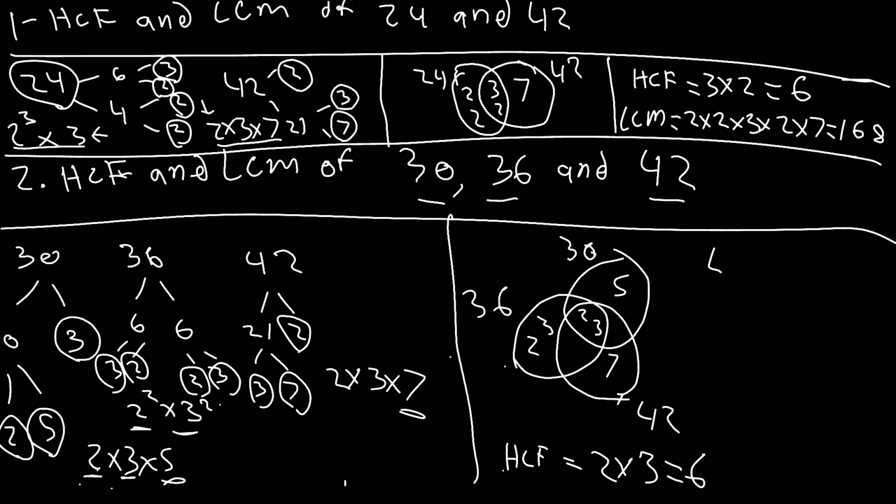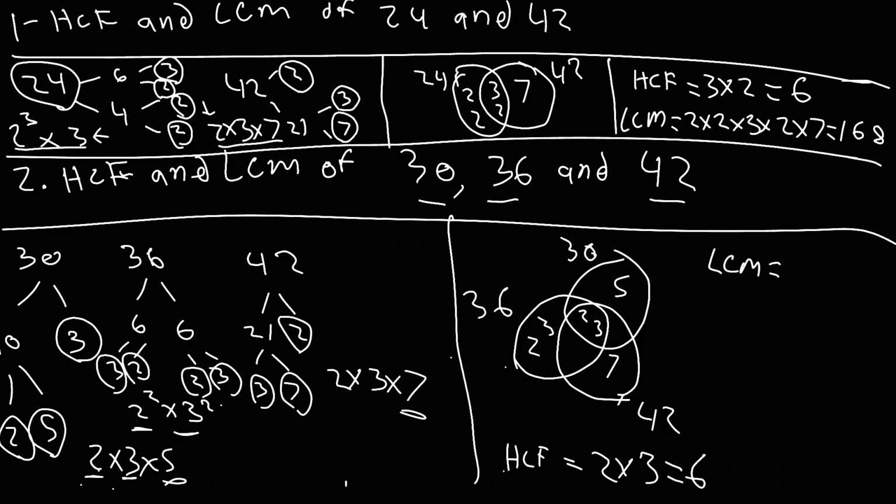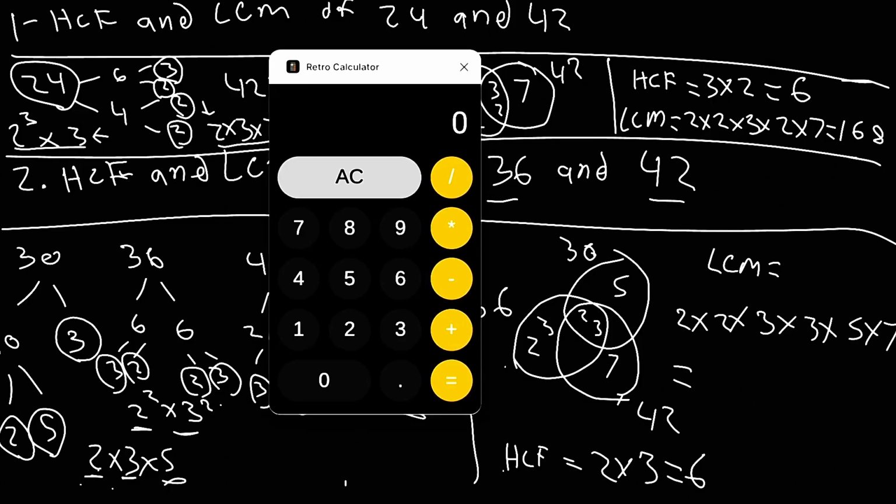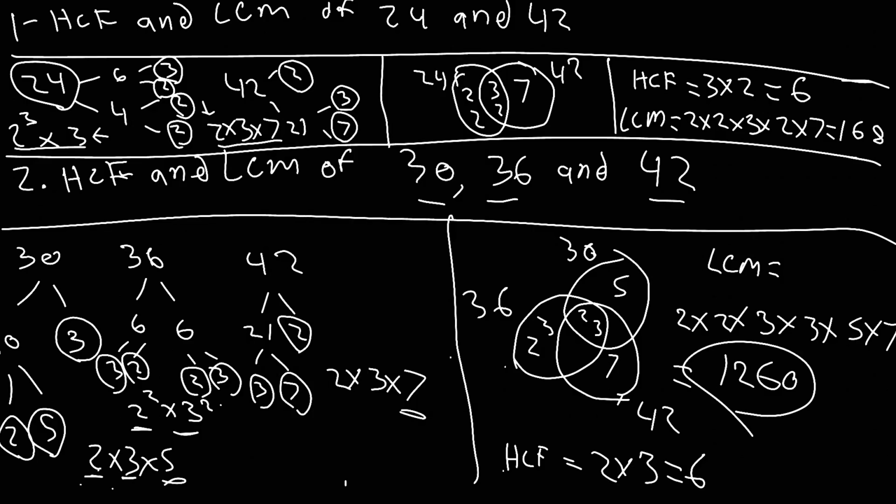And then, as for my lowest common multiple, I have 2 times 2 times 3 times 3 times 5 times 7. And if we get our calculator, so I have 2 times 2 times 3 times 3 times 5 times 7. We get an overall answer of 1,260. That is my final answer, and we've officially finished covering how to find the highest common factor and lowest common multiple of any numbers.